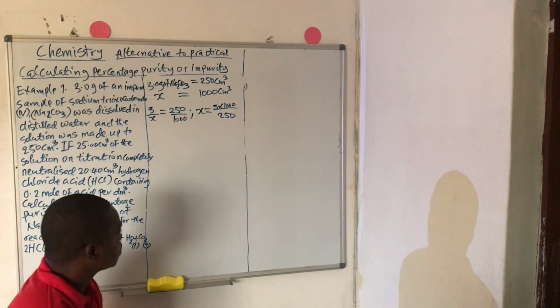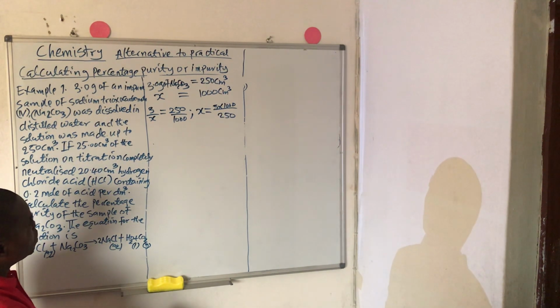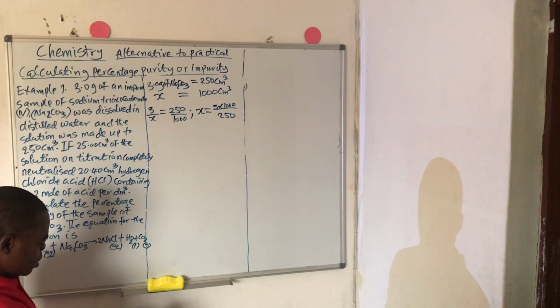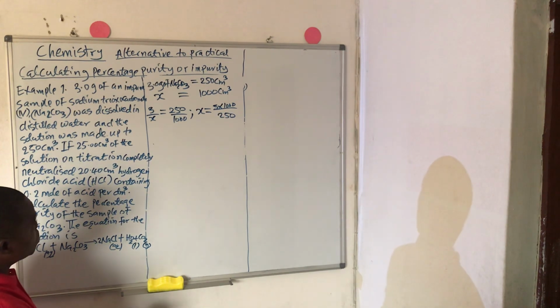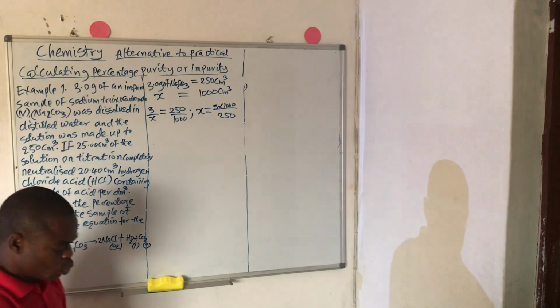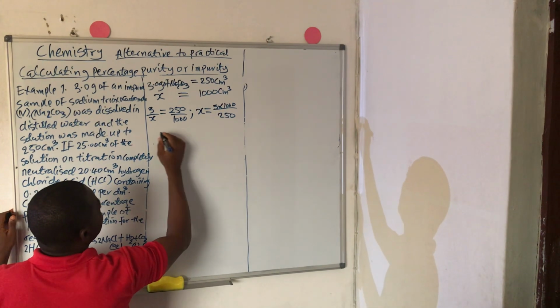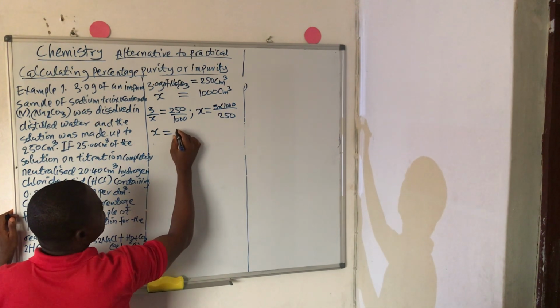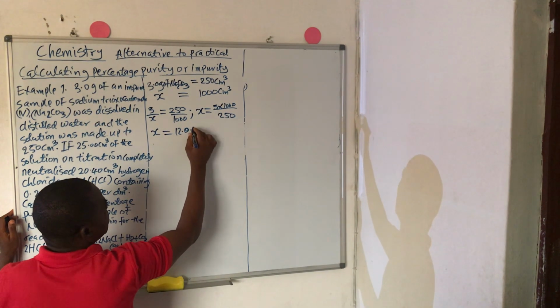And if we do that calculation, it is going to give us 3 times 1000 divided by 250. The answer is going to give us 12 gram. So the answer I have there for x alone is equals to 12 gram, 12.0 gram.